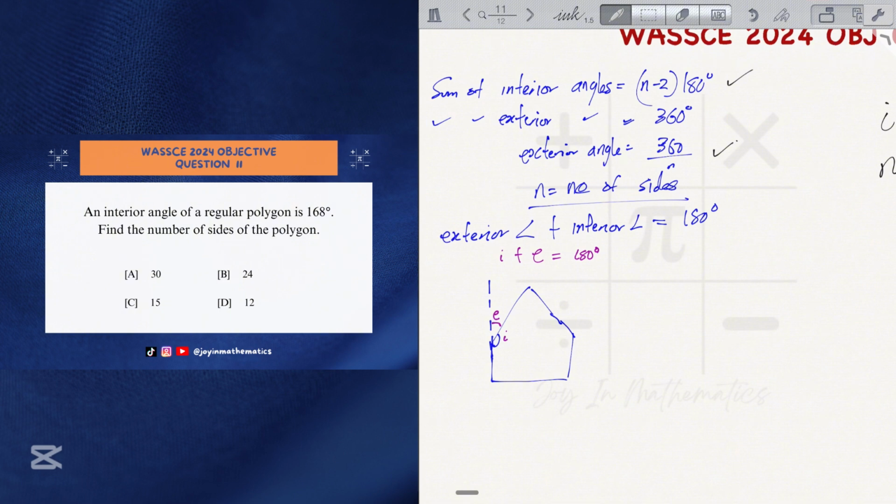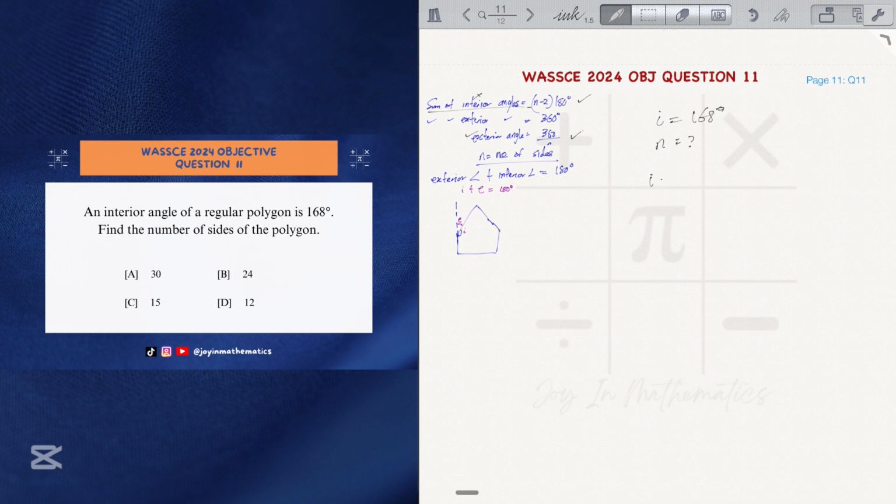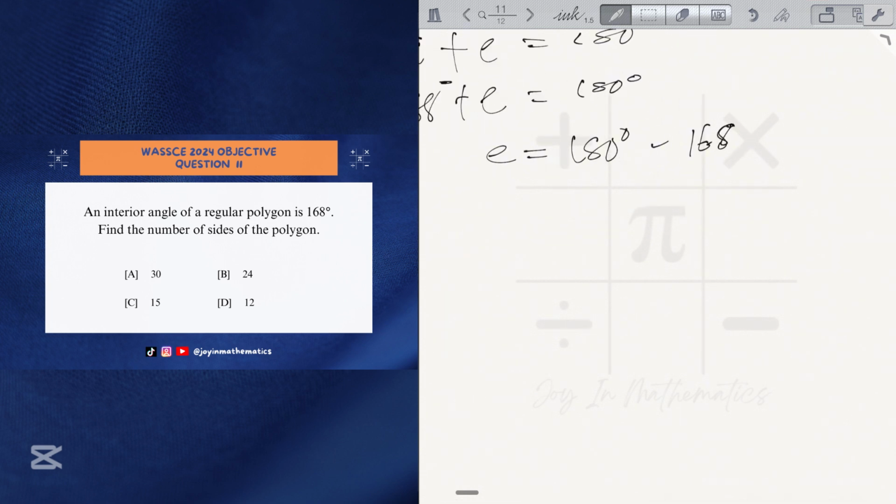Now we don't have the sum of interior angles, but we can evaluate the exterior angle using interior angle plus exterior angle equals 180 degrees. So let us evaluate the exterior angle. We remember that I plus E is equal to 180 degrees. So 168 plus exterior angle is equal to 180 degrees. So exterior angle is equal to 180 degrees minus 168 degrees, and we have that the exterior angle is simply equal to 12 degrees.